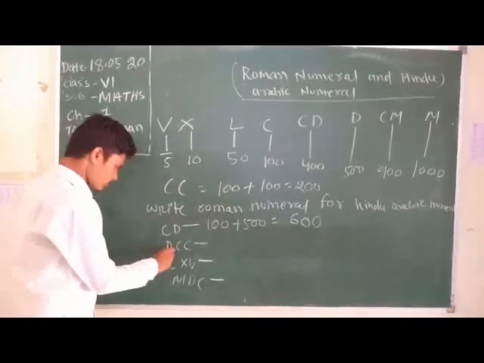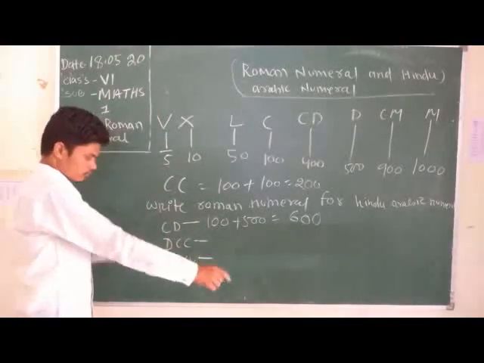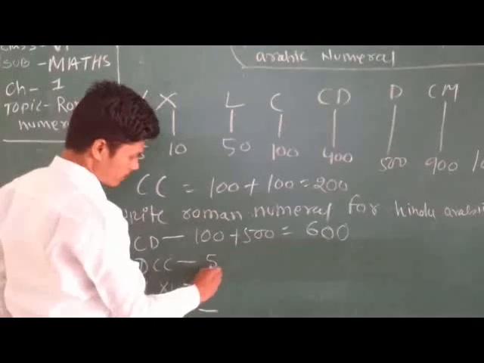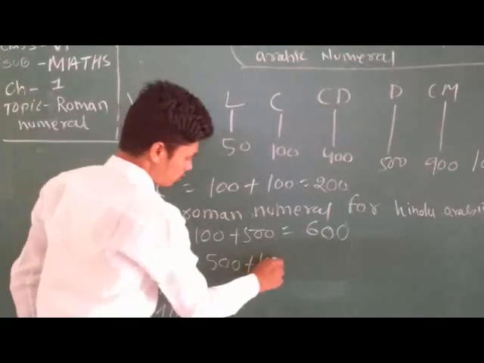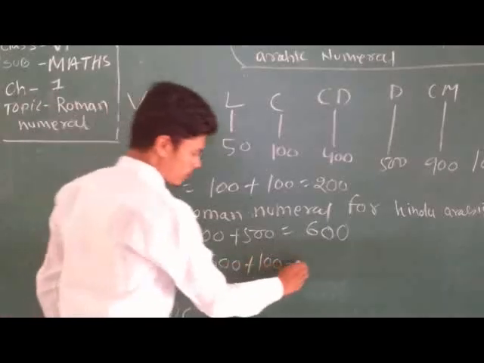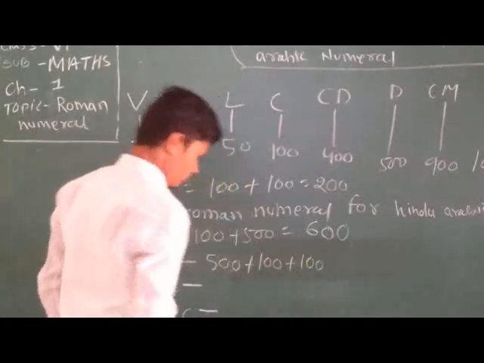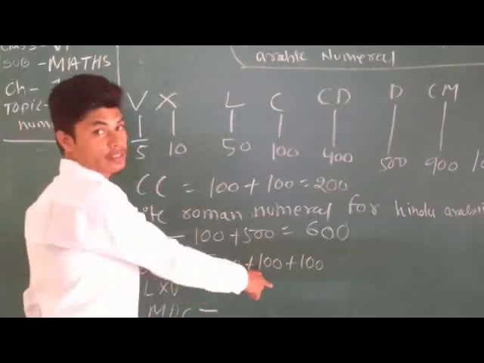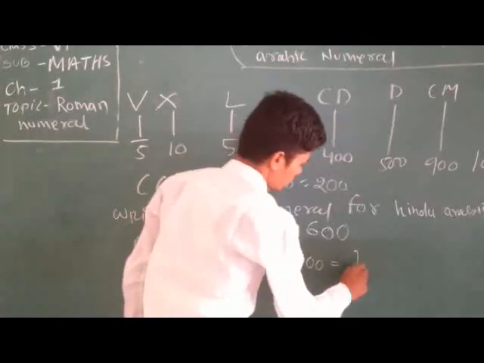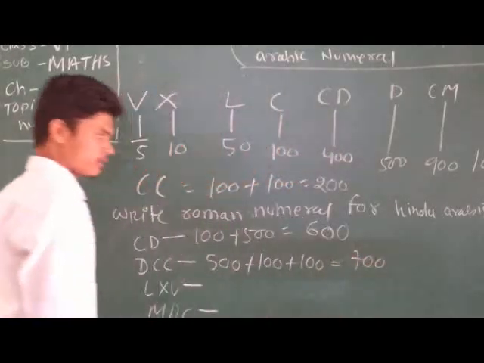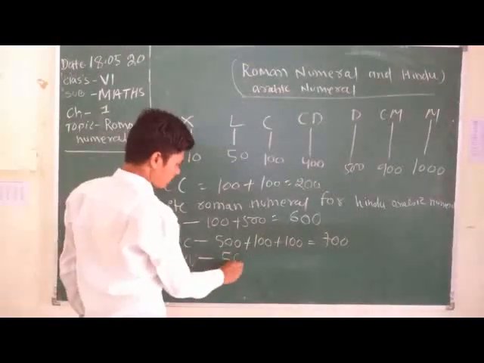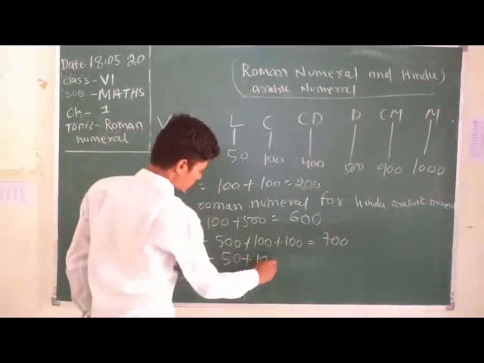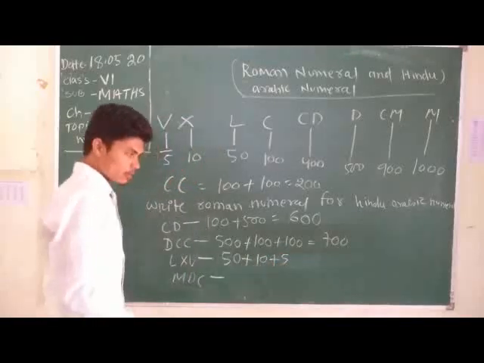Now D equals 500, C equals 100, C equals 100. So 500 plus 100 plus 100 is 700. Now L equals 50, X equals 10, V equals 5. So we can easily find 65.